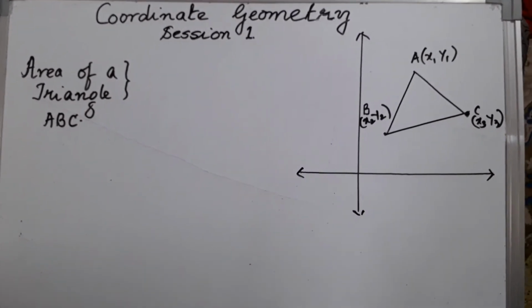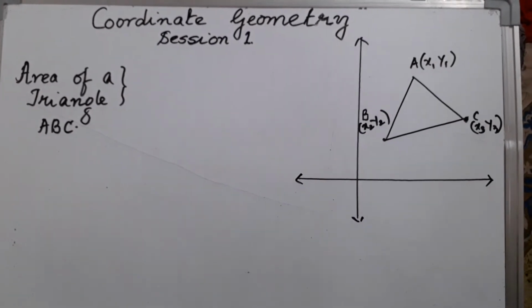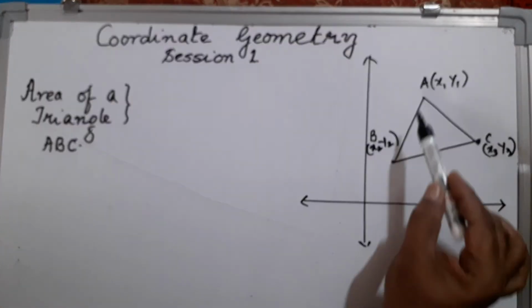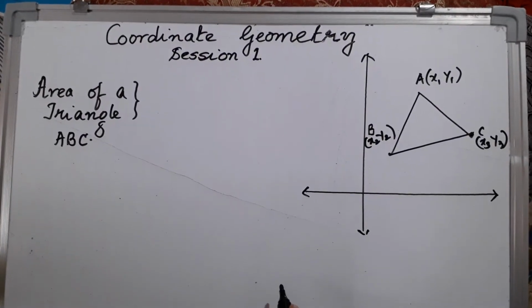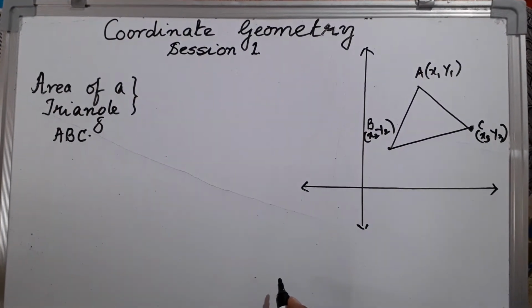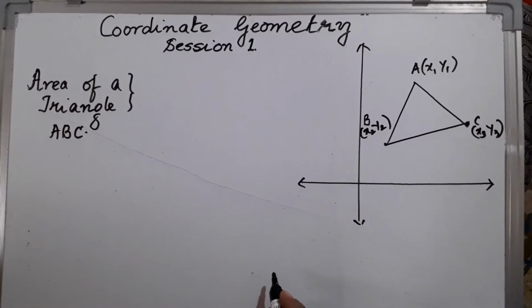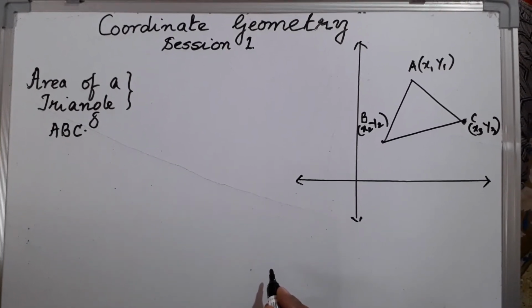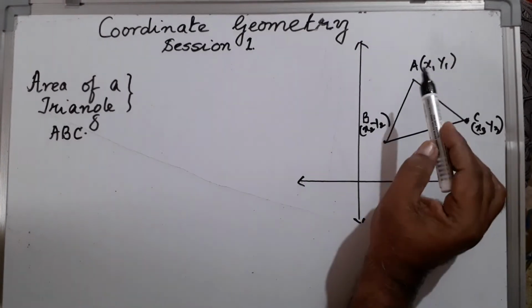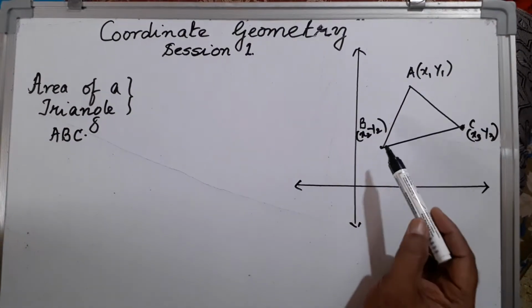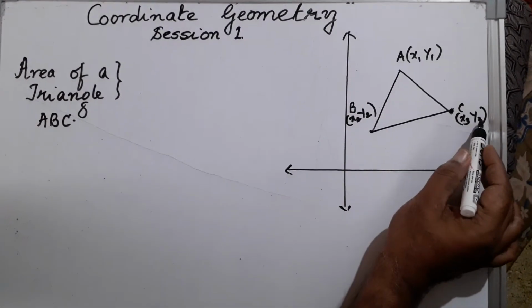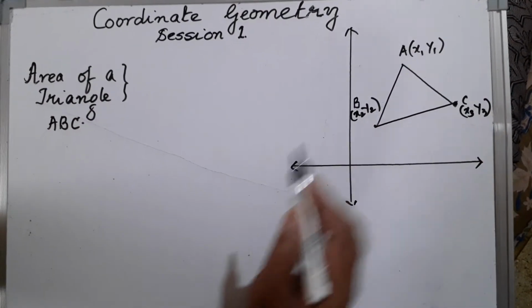The next one is the area of the triangle. In any one of the four quadrants, if we have three non-collinear points, the join of the three non-collinear points, two taken at a time, will give you a triangle. The first point A with coordinates x1, y1, second point B with coordinates x2, y2, and the third one C with coordinates x3, y3. When I have joined them, I have got a triangle.